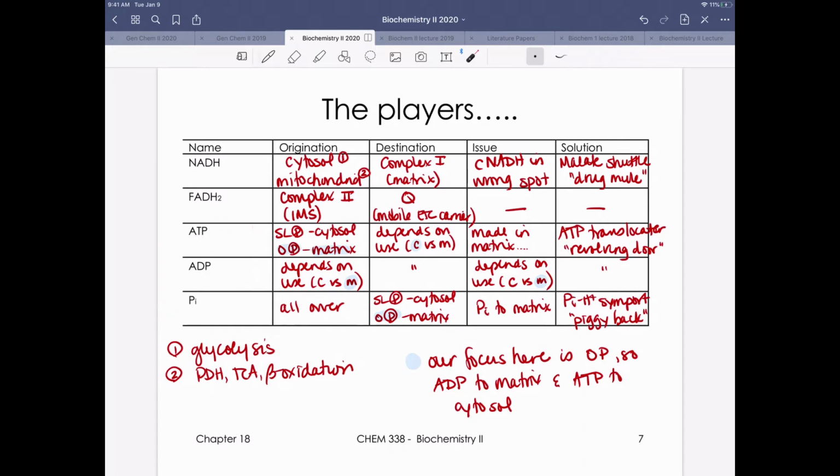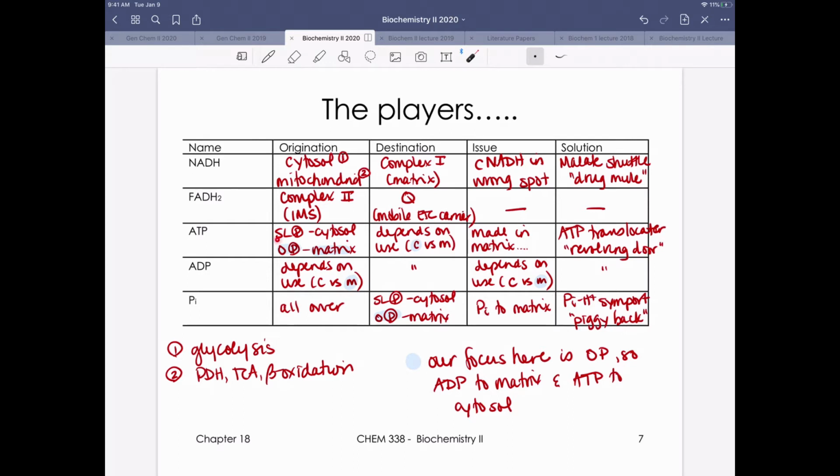Now, thinking about the ATP, ADP, and Pi situation. Remember, the whole purpose of oxidative phosphorylation, and our focus here is oxidative phosphorylation, is to make ATP. We're going to have ADP in the matrix, and then ATP having to go out to the cytosol. So if we think about where oxidative phosphorylation is going to occur, that is going to occur by making ATP in the matrix.